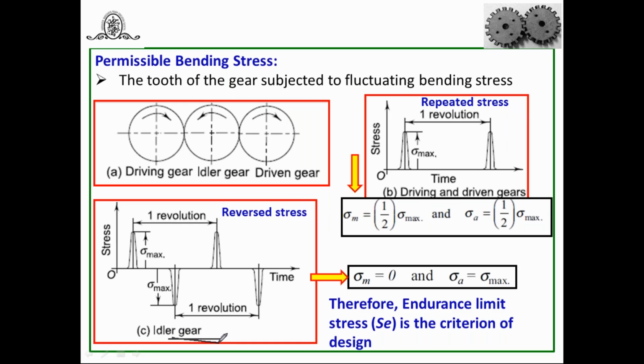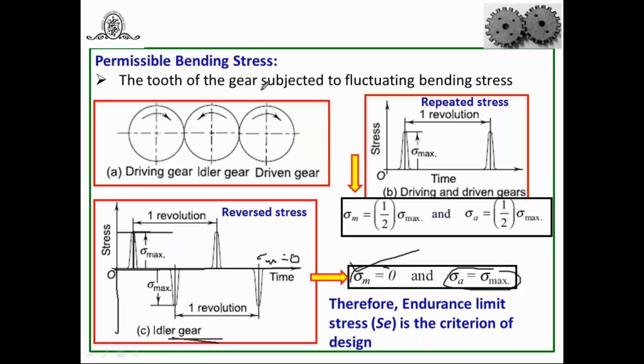For this idler gear, it is subjected to reverse stress. In other terms, I am going to say the teeth of the idler gear are subjected to stress in both directions, from the driving and the driven gears, and these stresses are called reverse stresses. Therefore, for reverse stresses, how do we find sigma mean? If I consider this a zero line on time, this is sigma mean. The sigma mean is equal to 0. And the sigma amplitude is sigma max. Therefore, sigma A is equal to sigma max.